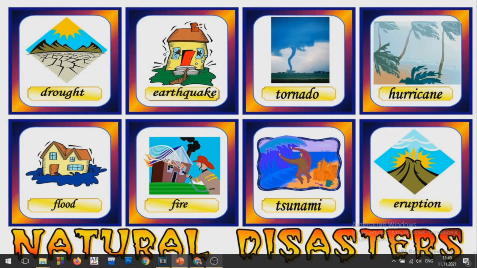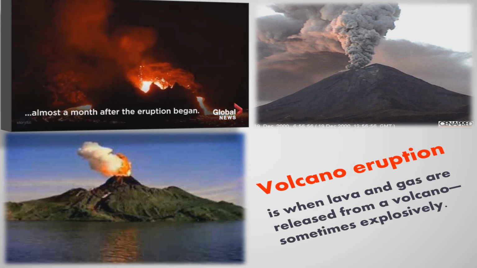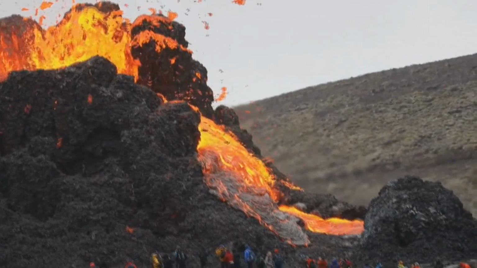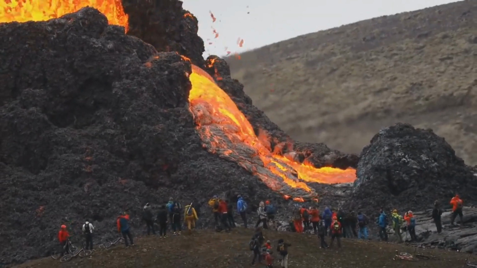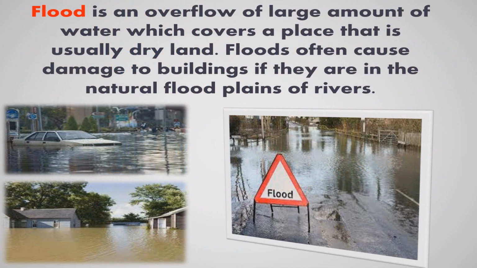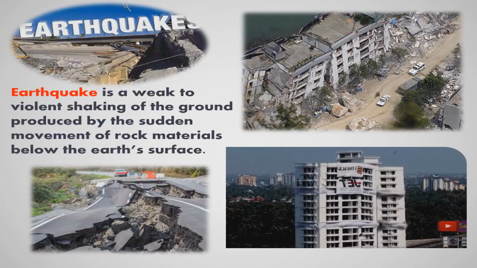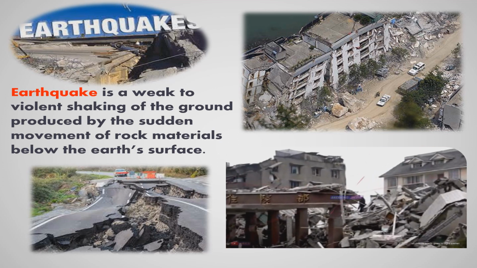And now, let's describe the most awful natural disasters. Volcano. Volcano eruption is when lava and gas are released from a volcano, sometimes explosively. Flood. Flood is an overflow of a large amount of water which covers a place that is usually dry land. Floods often cause damage to buildings if they are in the natural floodplains of rivers. Earthquake. Earthquake is a weak to violent shaking of the ground produced by the sudden movement of rock materials below the Earth's surface.